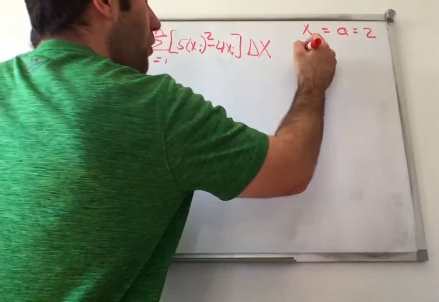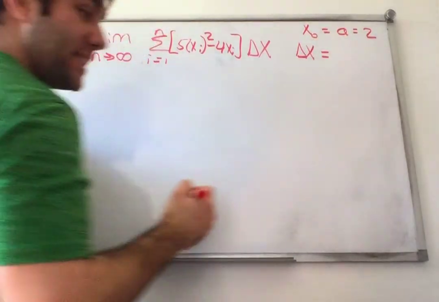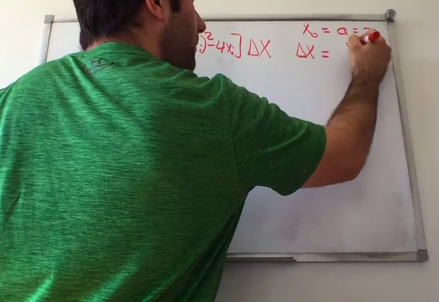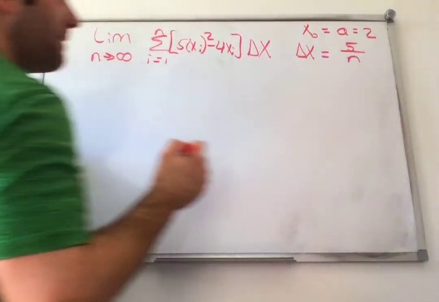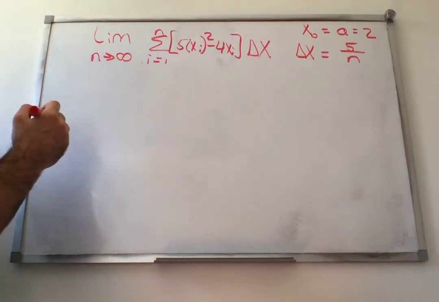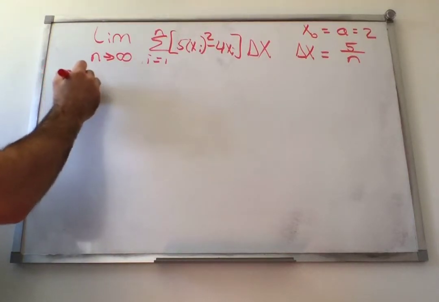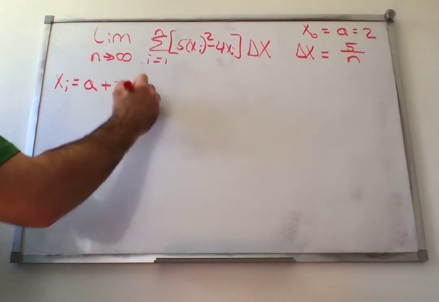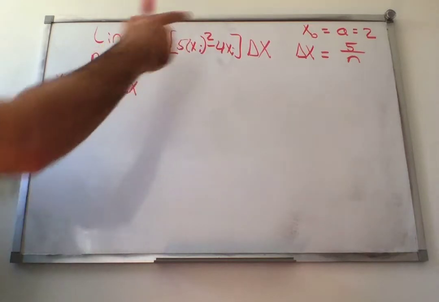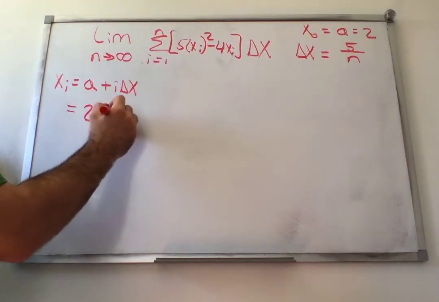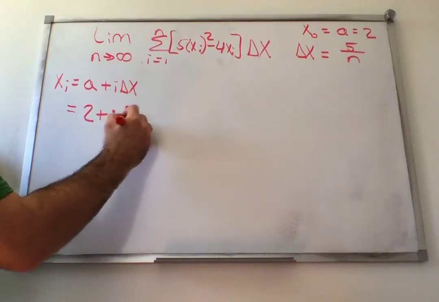Now, we know what our delta x is. We went ahead and found delta x. It's 5 divided by n. Earlier, in the definition of the integral, to get each x sub i, that's just a plus i delta x, or in other words, x sub i is equal to 2 plus i times 5 over n.